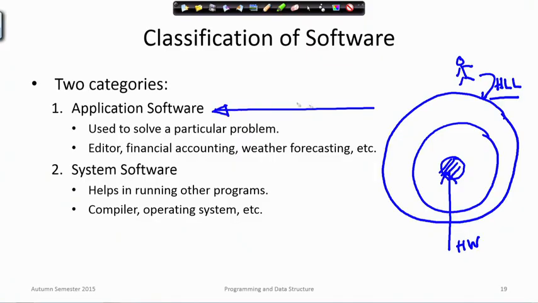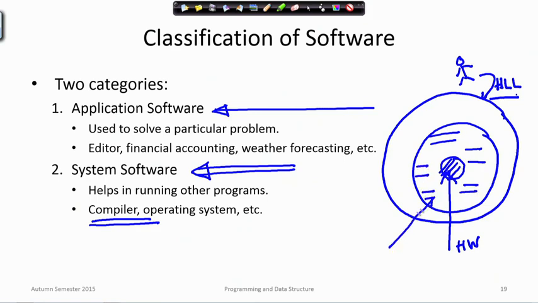So, before coming to application software, let me talk about system software. When the user has written something in a high level language, that is converted by a program called compiler into the machine level language which the hardware understands. So, the compiler is, let us mark it like this, a part of this layer, which is the system software.